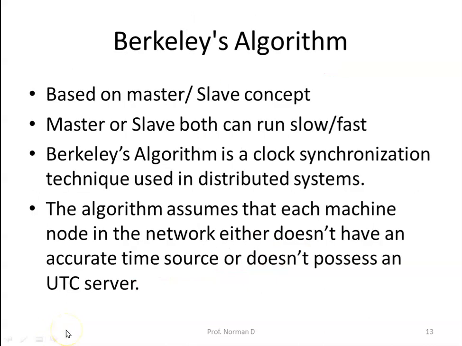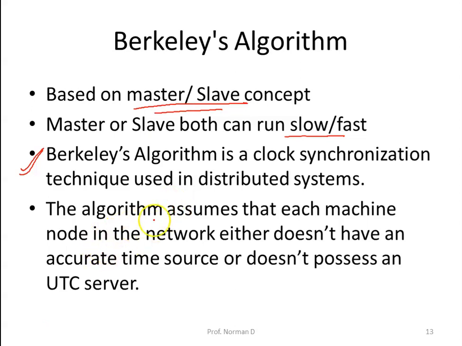Moving on to the next algorithm, that is Berkeley's algorithm. Berkeley's algorithm is based on the concept of master-slave. We know that master or slave both can either run slow or fast. That means there is a difference in the time between the master and the slave. So Berkeley's algorithm is also a clock synchronization technique which is used in distributed systems.